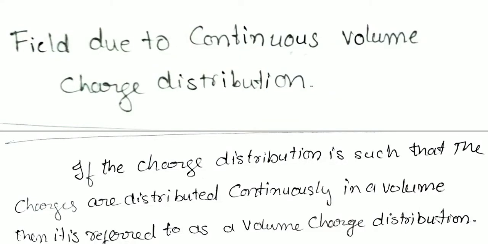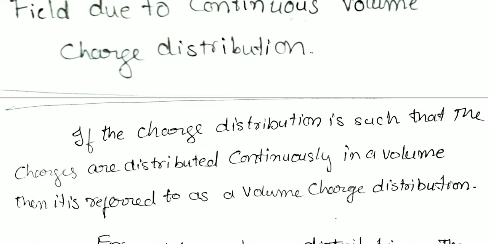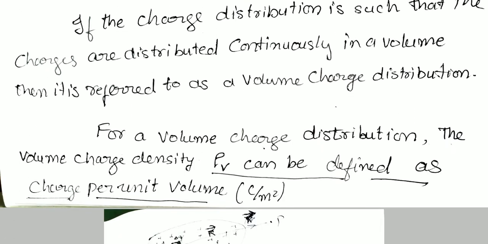Students, today we are going to study field due to continuous volume charge distribution. If you consider any volume like a sphere, cylinder, cuboid or any irregular shape, and the charges are distributed throughout this volume, then we call this type of distribution a volume charge distribution. Here we have to find the field due to the charge distribution in the entire volume. If the charges are distributed continuously in a volume, it is referred to as the volume charge distribution.